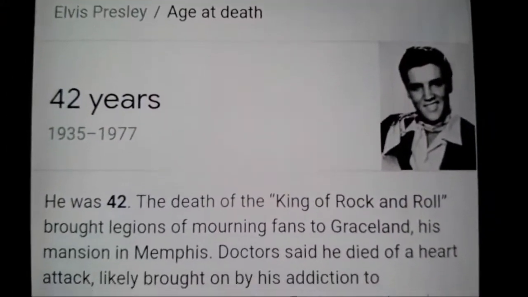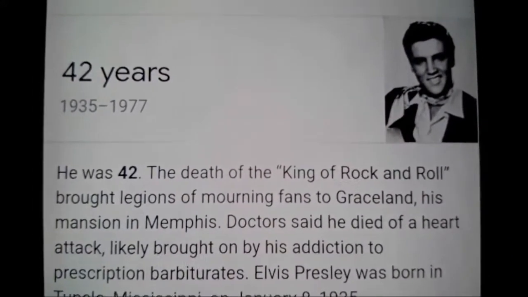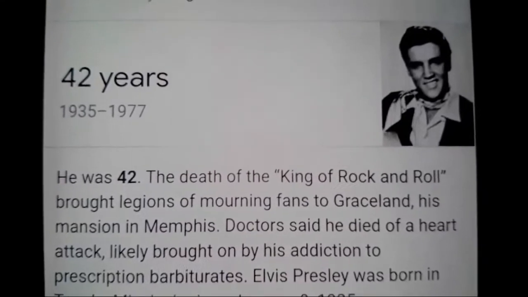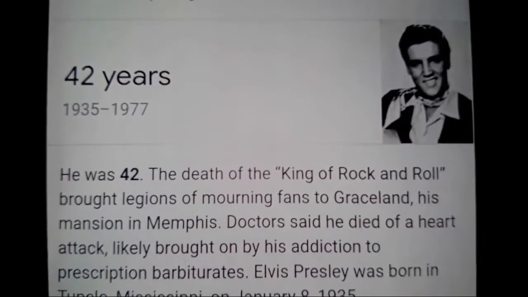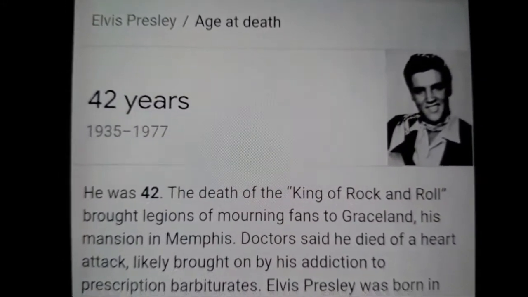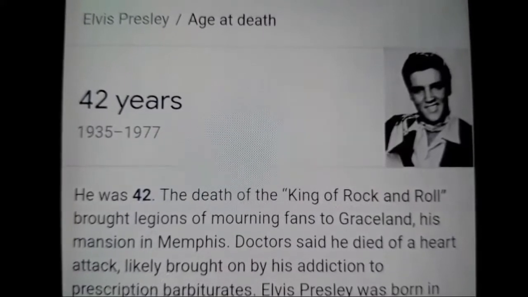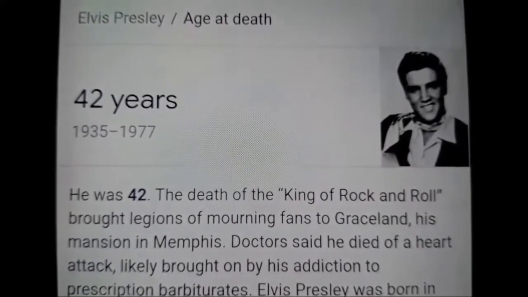So Elvis died at the age of 42, right? So this is going to be the last thing I show you. Okay, listen. Elvis died at the age of 42. Washington is the 42nd state. Okay? Seattle is in Washington. Seattle is in King County. Elvis is known as the King.